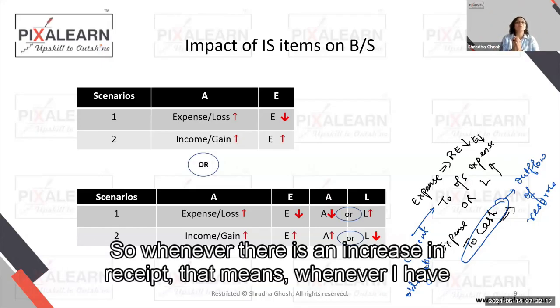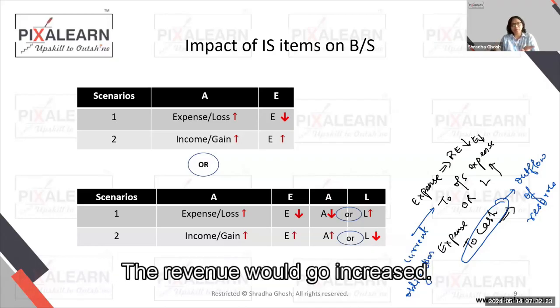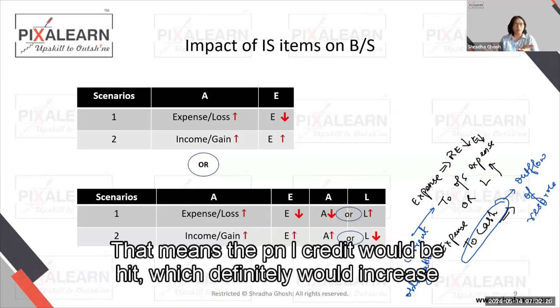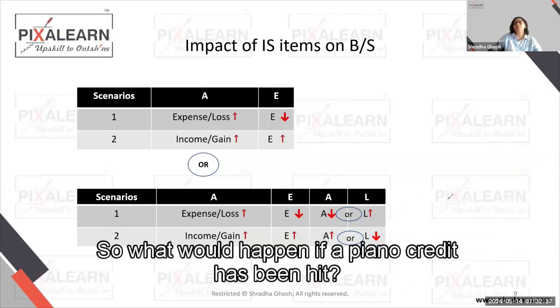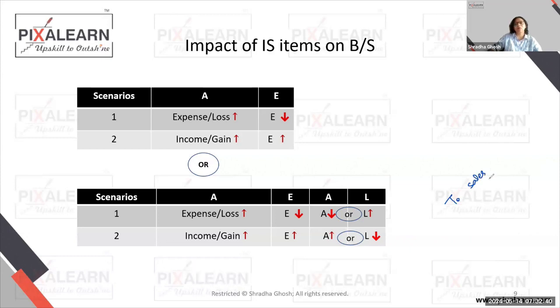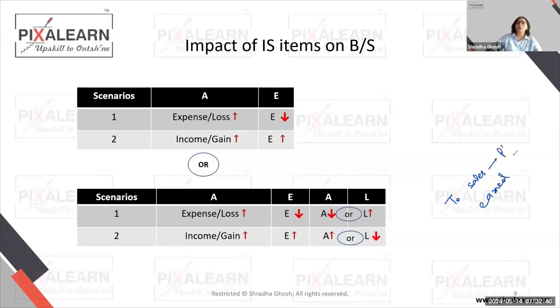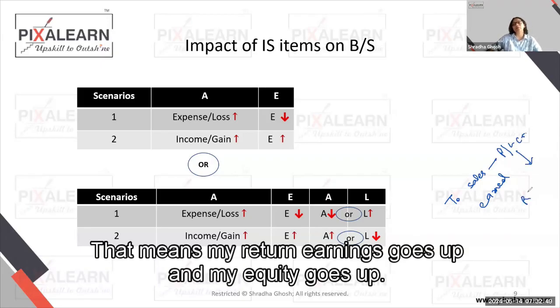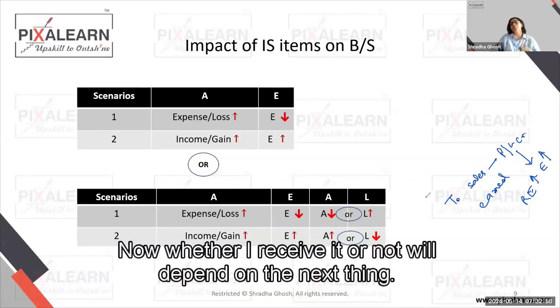Okay, so whenever there is an increase in receipt, that means whenever I have earned the right to receive the money, what would happen? The revenue would increase. That means the P&L credit would be hit, which definitely will increase the retained earnings and hence the equity. Now you have a right to receive it. Whether you receive it or not is immaterial. That means sales for services or for goods. I know that I have earned, the earning process is complete. P&L credit has been hit. That means my retained earnings go up and my equity goes up. That has happened because I have a right to receive some money. Now, whether I receive it or not will depend on the next thing.